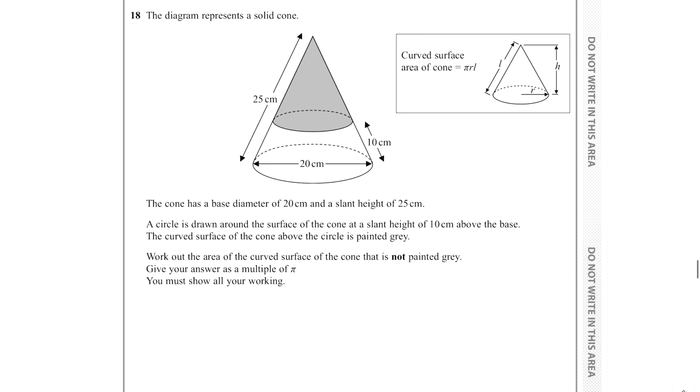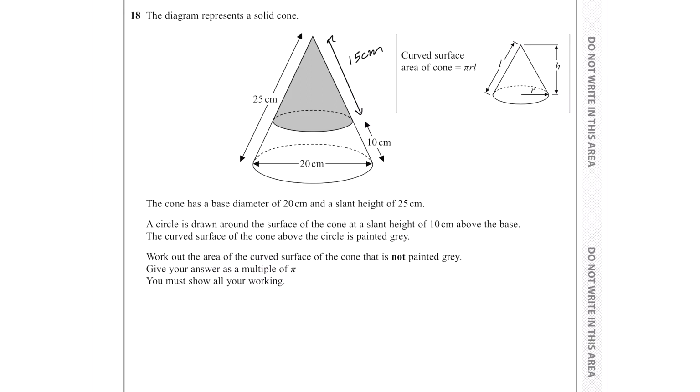Question 18. So we have a cone in the diagram. The top bit is painted grey. They want us to work out the area of the bit that is not painted in grey. Again, looking at this question, I don't know when I'll need it, but I know this is 15 because I can just do 10 minus 15 to work out that bit there.